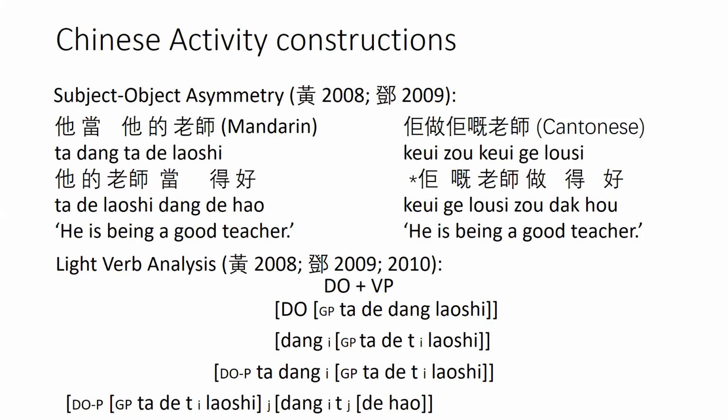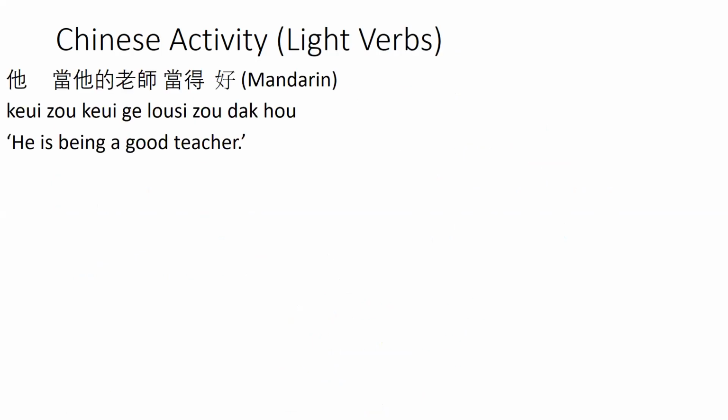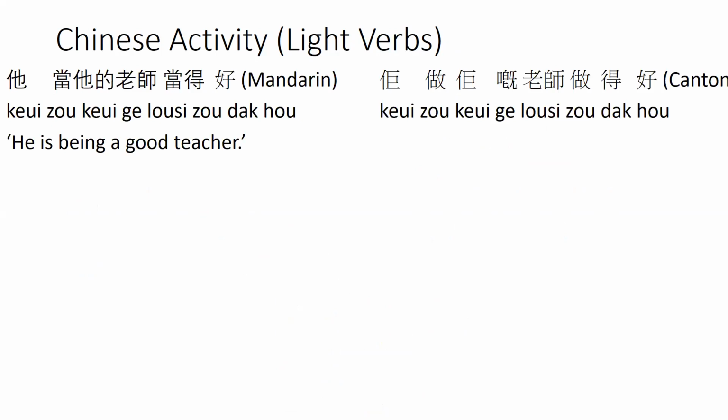Now, I've criticized this in one of my recent talks. In both Mandarin and Cantonese, we get examples like this where the activity co-occurs with the subject, forming very long examples like this. So, 他當他的老師當得好 or in Cantonese 佢做佢嘅老師做得好. I think these examples show that there seem to be distinct light verb heads.